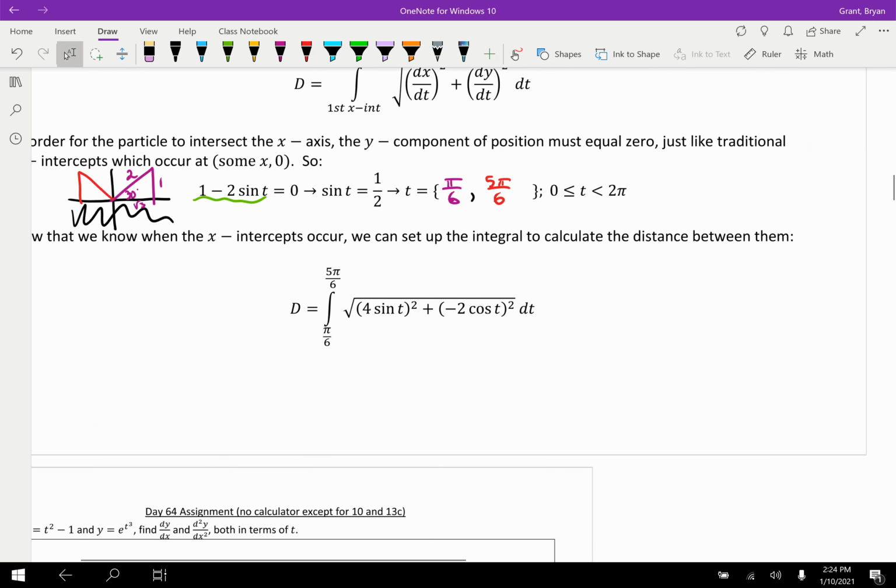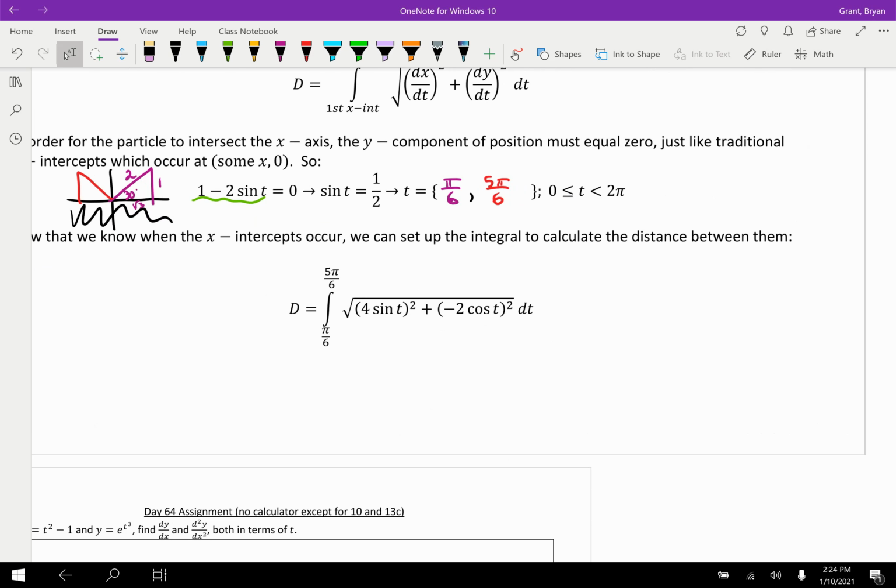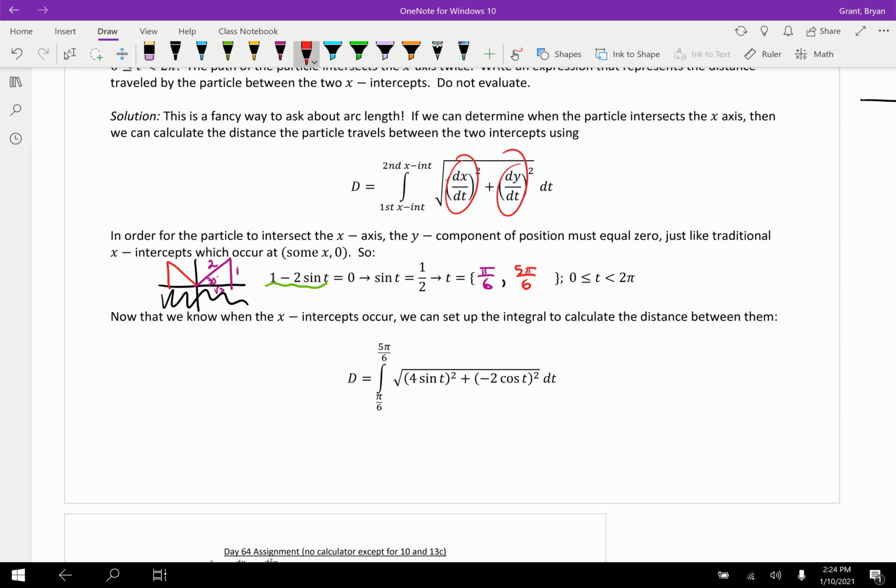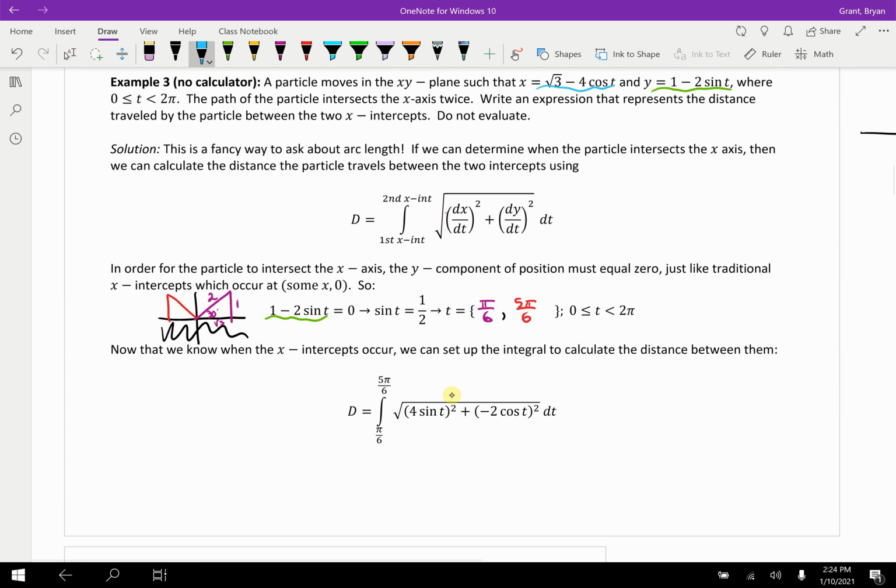Now that we know where the x-intercepts occur, then we can set up the integral to calculate the distance between them. We do, of course, still need the derivatives of each function, but I think that's not too terrible. We're pretty good at this point. So let's find the derivative of the x component. So that's dx dt. Square root of 3 is a constant. Cosines become negative sine, but there's already a negative, so I think it becomes plus 4 sine of t. Of course, that's where that guy comes from.